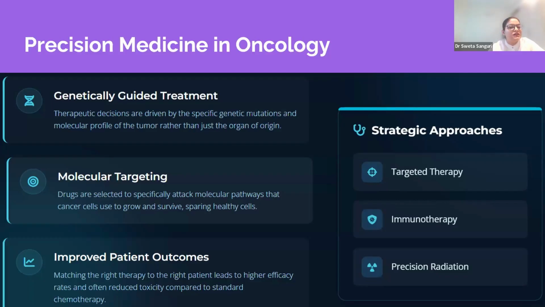Precision medicine is transforming oncology by shifting focus from simply identifying where the cancer is located, because earlier it was like, oh, it is lung cancer, these drugs are given for lung cancer; this is ovarian cancer, these drugs will be given for ovarian cancer. But it's not happening like that now, because simply identifying the origin of cancer was not enough. Now, understanding what is driving the cancer at the molecular level is being identified, and so the drugs are designed to fight that.